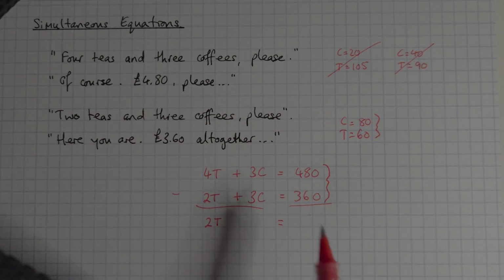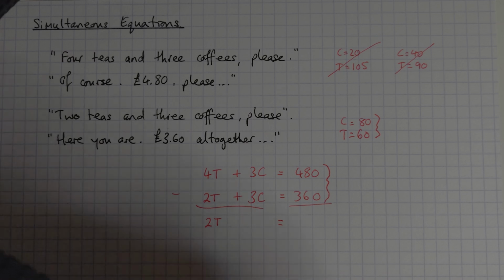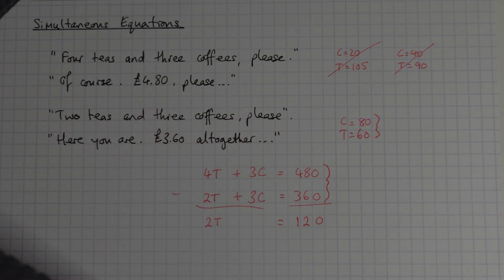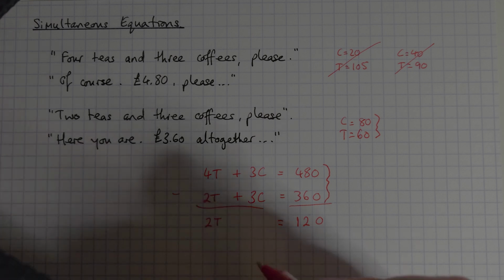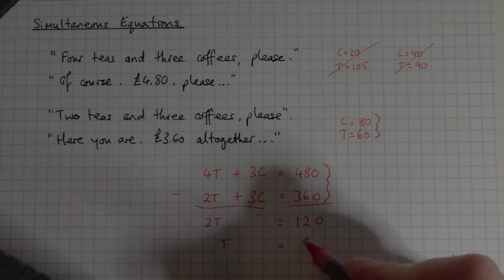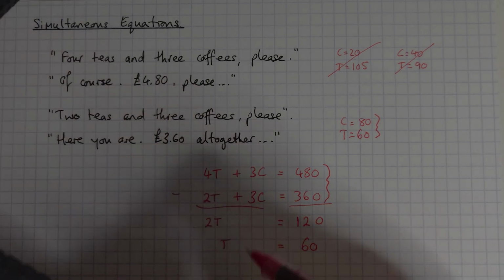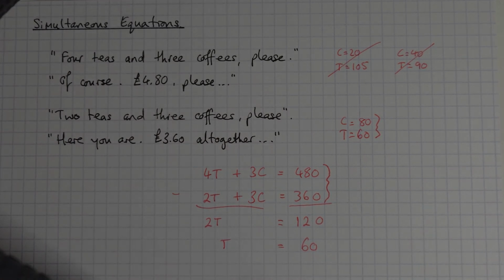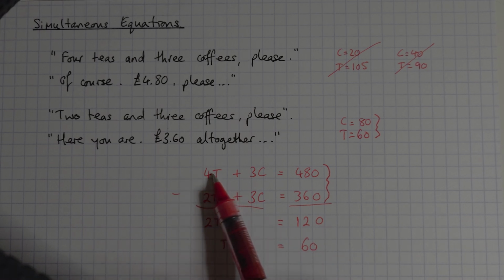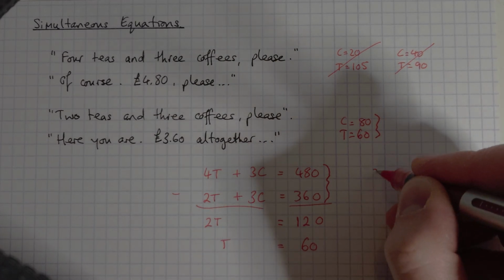And with the numbers on the right hand side, 480 take away 360 is 120. Okay, £4.80 take £3.60 is £1.20. So just divide both sides by 2. It's an equation. If 2t is 120, then divide both sides by 2. 1t is 60. And then you substitute this value t equals 60 into either equation. You can put it into either one of these. Maybe I'll put it into the top one, but it makes no real difference. If 1t is 60, then 4t would be, 4 60s are £2.40.